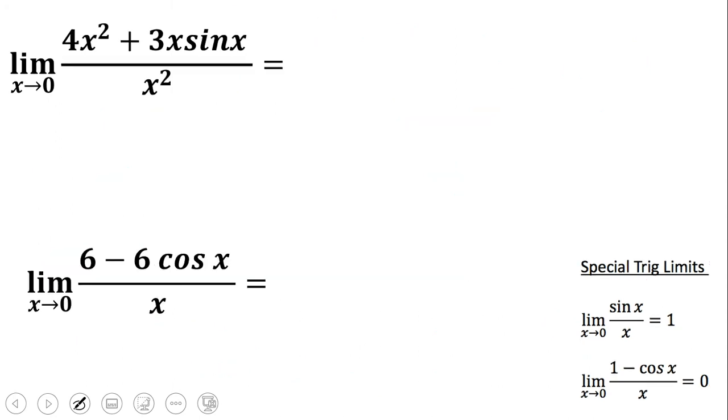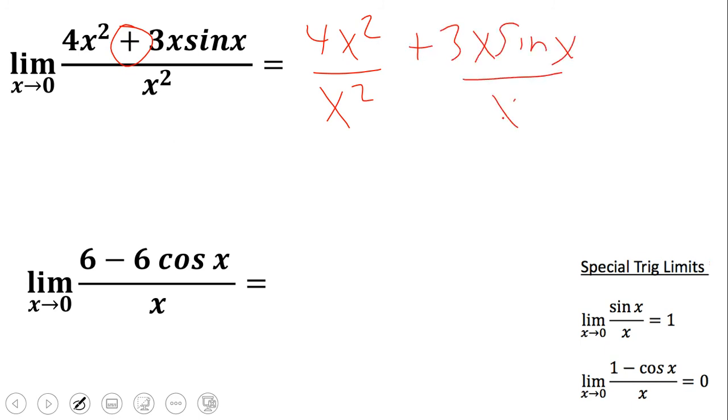All right, 2 more problems here. So again, if I were to plug in 0, I'm going to get 0 over 0 every time. So I have to go ahead and do some algebraic maneuvers. In the first one here, the fact that I have an addition sign means I can break this up into 4x squared over x squared plus 3x sine x over x squared. Then I'm going to do a little bit of reducing.